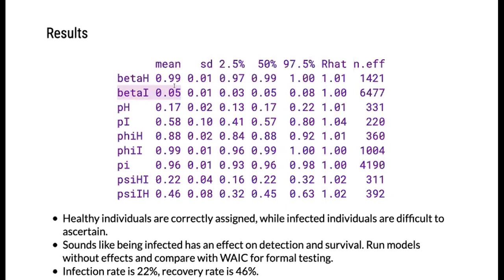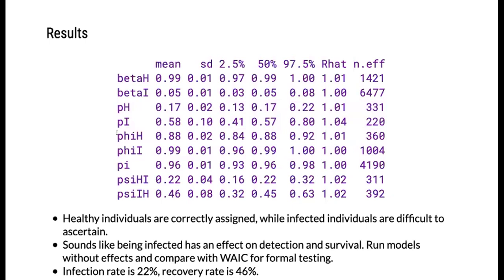Okay, it sounds like being infected has an effect on detection and survival, in the sense that the probability of being detected, given that you are infected, is higher than the probability of being detected given that you are alive and healthy. Okay, I would have to double check the paper to get an explanation about that. And the survival also is higher for infected individuals. Again, I don't have an explanation for that, but let me check in the paper.